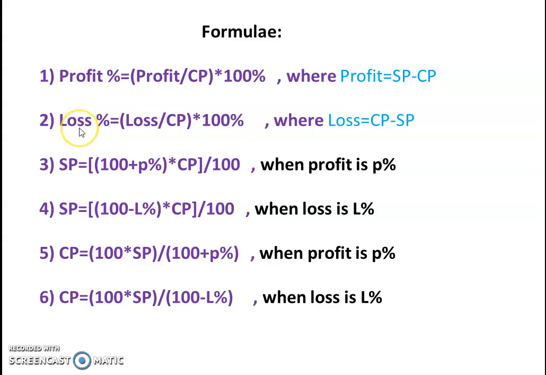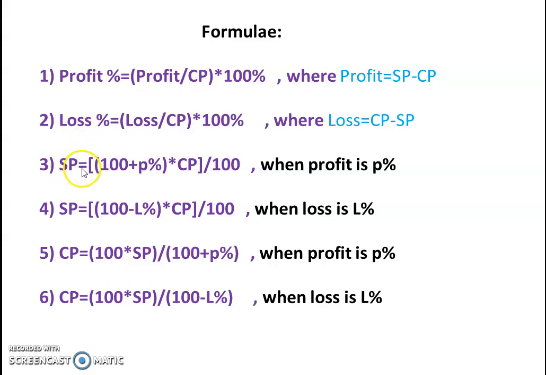Next we have loss percent. To calculate loss percent, we divide loss by CP and then we multiply by 100. Here loss is CP minus SP, right? So using these two formulae, we can calculate value of SP and CP as well.